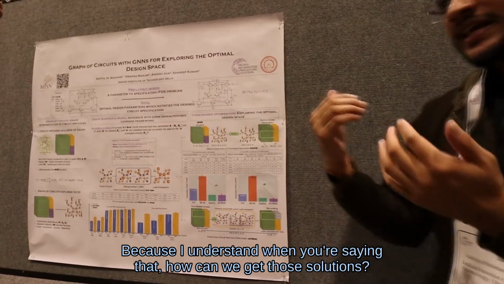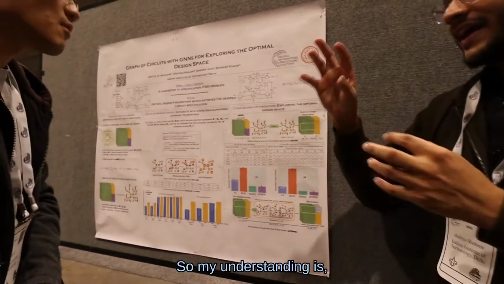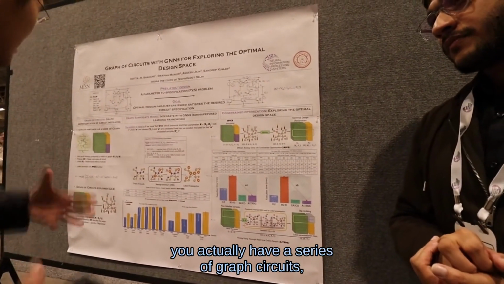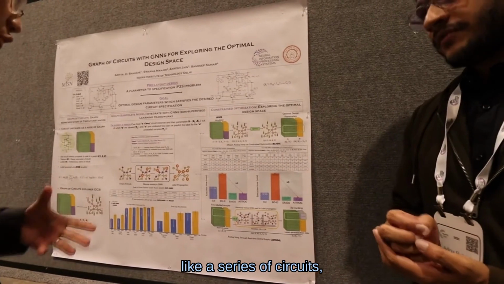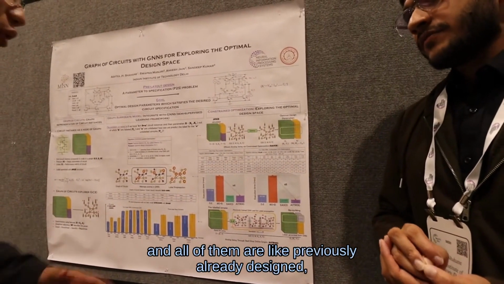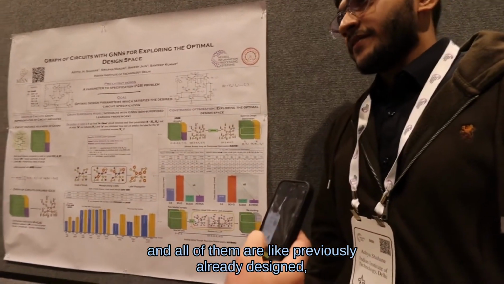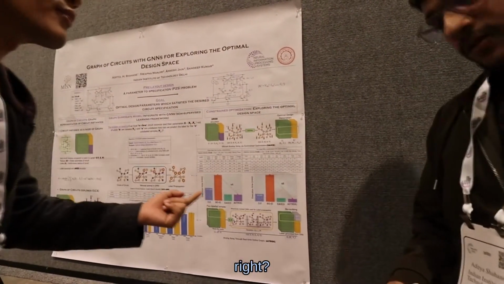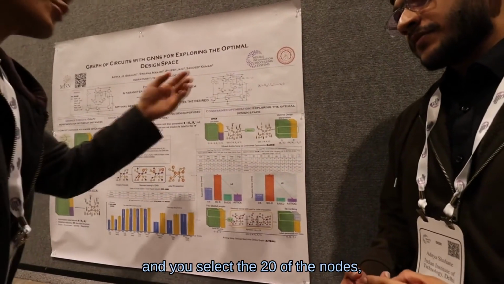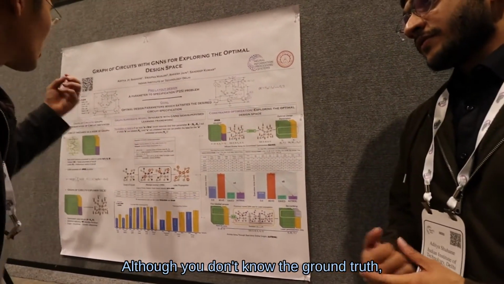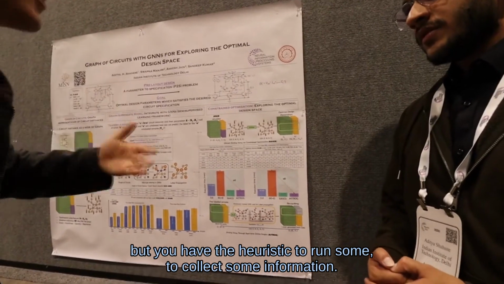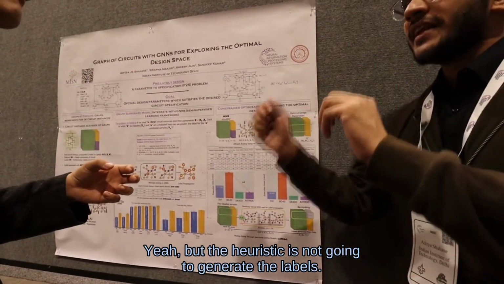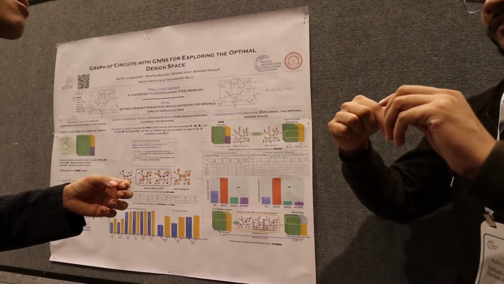Because I understand when you're saying how can we get those solutions. My understanding is you actually have a series of circuits, and all of them are previously already designed, and each of them corresponds to a node in the graph, right? And you select 20 of the nodes. Although you don't know the ground truth, you have the heuristic to run to collect some information. But this heuristic is not going to generate the labels. It will generate the new features.